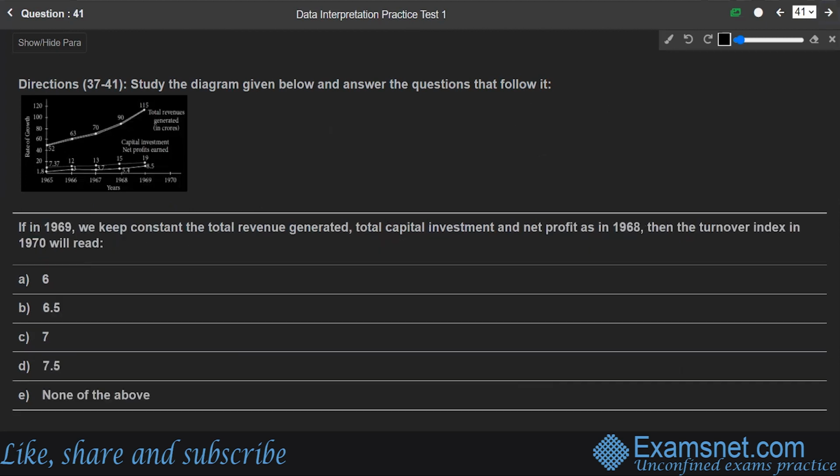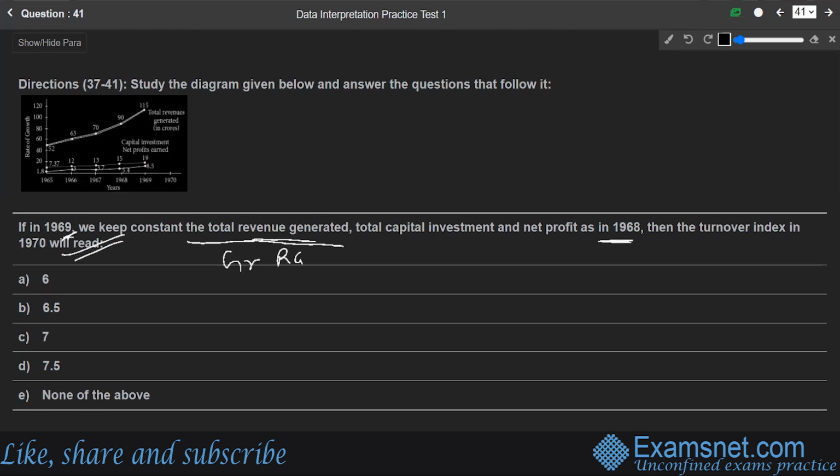Now, for the same question, we are supposed to calculate if in 1969 we keep the total revenue generated constant. The data is given till 1969 only, and he's saying for 1969 the total revenue generated is to be kept constant. Total capital investment and net profit are as in 1968. Then the turnover index in 1970 will read, because the data for 1970 is not given, so he is giving some indication. So we can make a chart out of this.